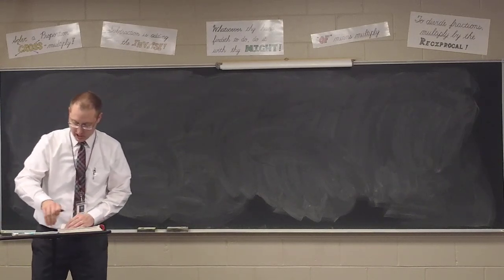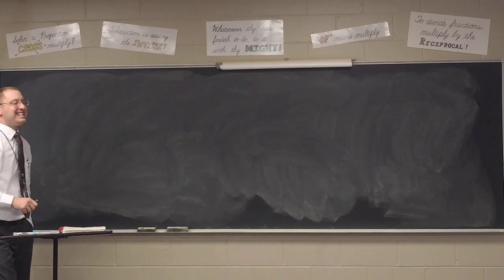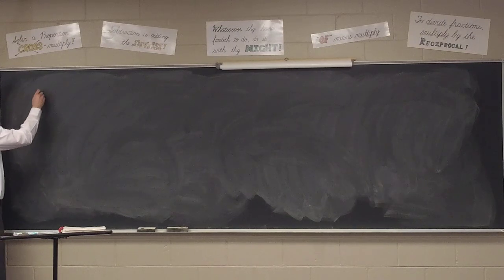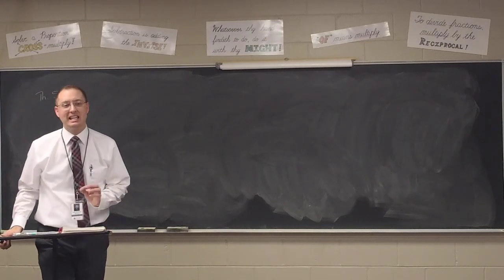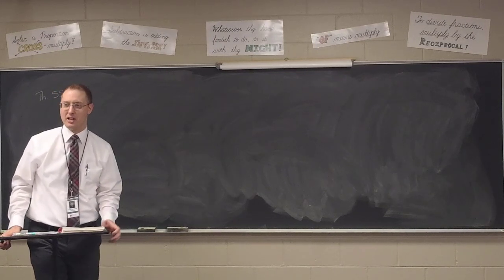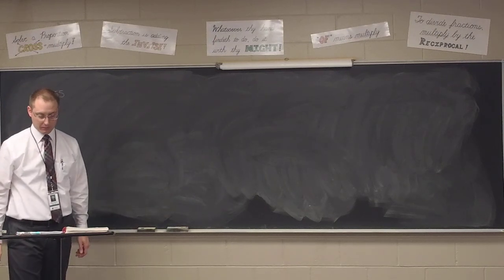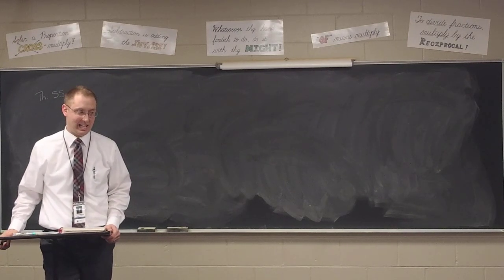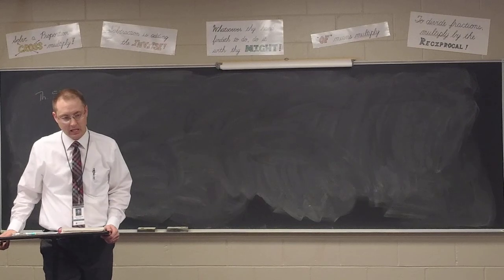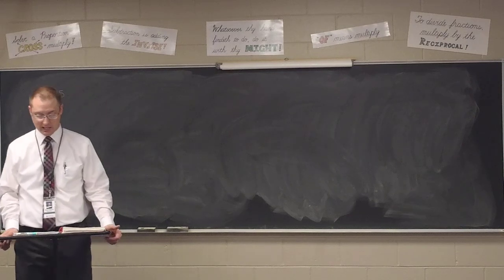Theorem 55 in your textbooks says this. The bisector of an interior angle of a triangle divides the opposite side internally. Breathe a big sigh of relief right there. We're not getting crazy on this one. The bisector of an interior angle of a triangle divides the opposite side internally into segments which have the same ratio as the other two sides.